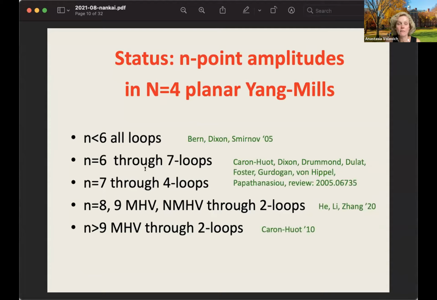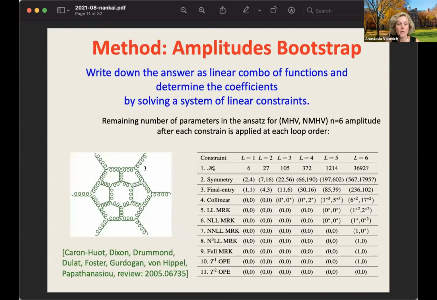Okay, so again, I repeat, we're looking at the particular theory, N=4 Yang-Mills theory, and that's the status of these amplitudes computations in this theory. Okay, so now I'll tell you a little bit more about them. So how are these computed? So how are these computations done?